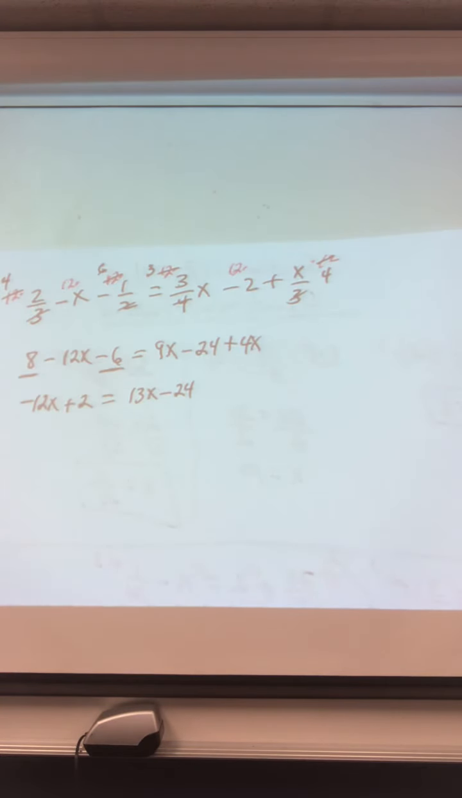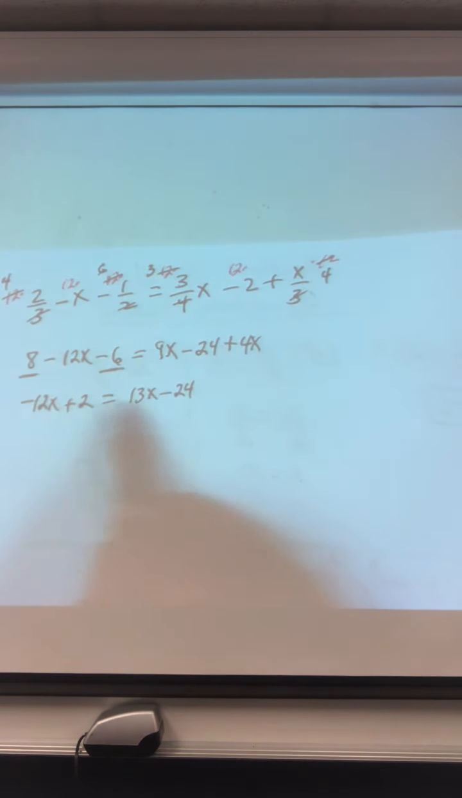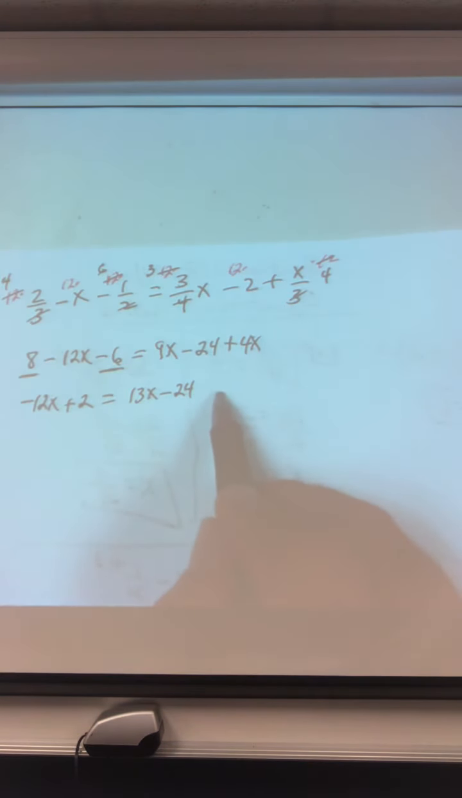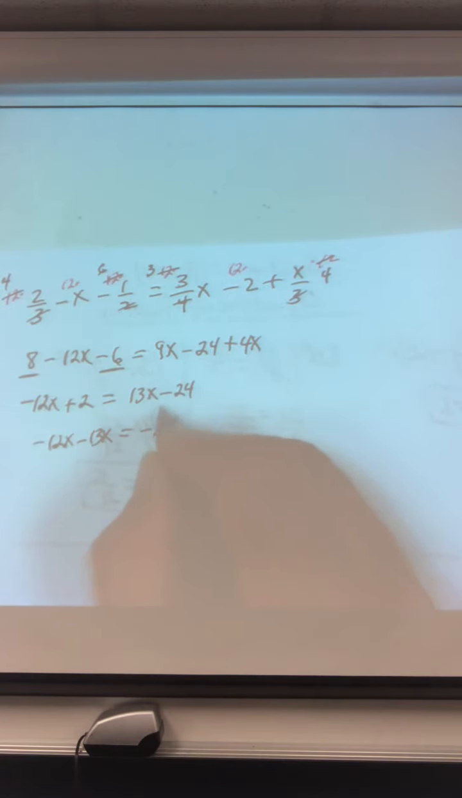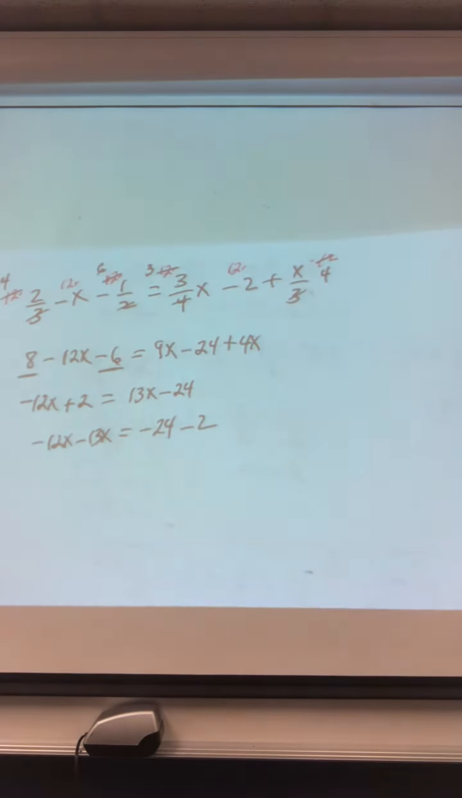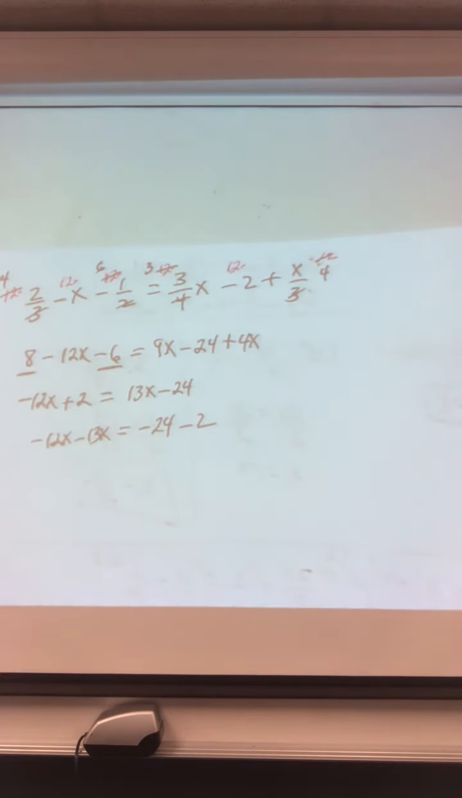Okay, now we're back to that two-step problem again. So I'm going to subtract 2 from both sides, so it'll be a minus 2 over here, and I'm going to minus 13x from both sides. So that minus 13x will show up over here. And then the minus, now remember that 24 is still negative. The 24 shows up, the 2 over there, subtract 2 from both sides.